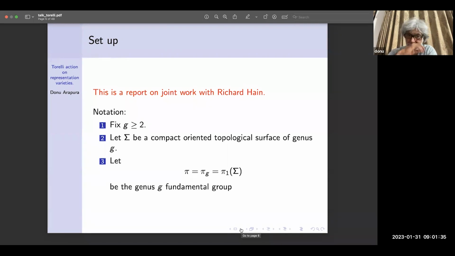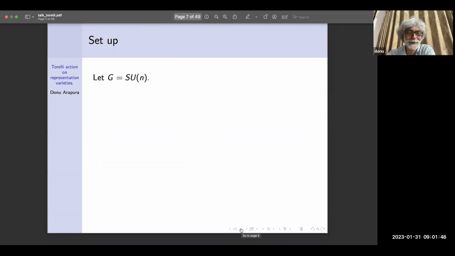All right, so that's just notation which I'm going to keep for the rest of the talk. Let me again, just laziness, G is going to be SU(N). In theory, it could be some other compact group, but mostly in this talk, SU(N).